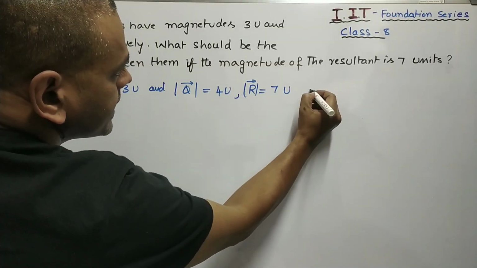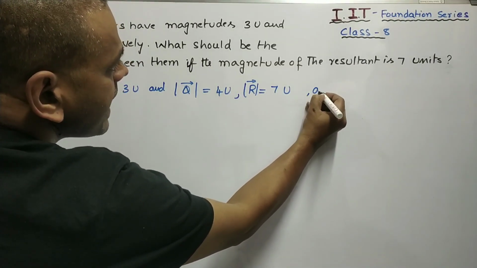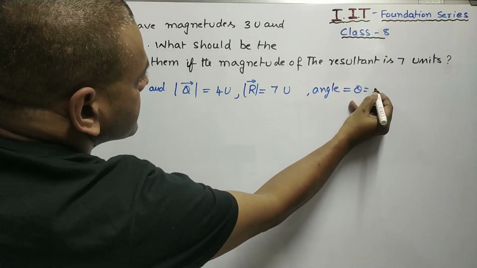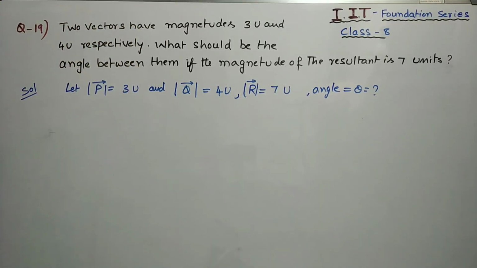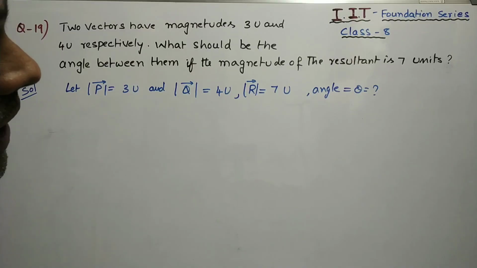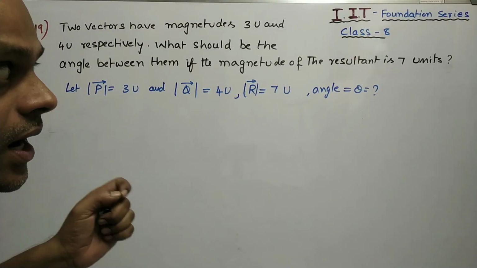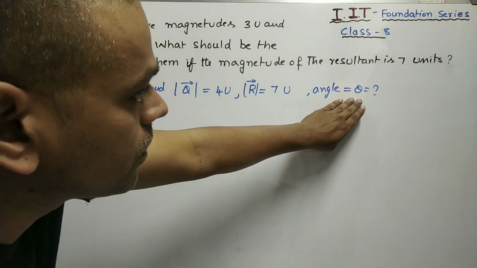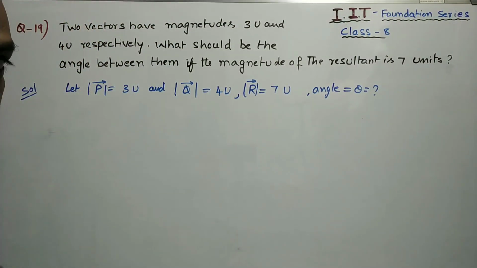What is being asked? The angle between these two vectors. Angle theta is equal to how much? If the magnitudes of two vectors are given as well as their resultant, we have a theorem. The parallelogram law of vectors is given for calculation of the angle between those two vectors.